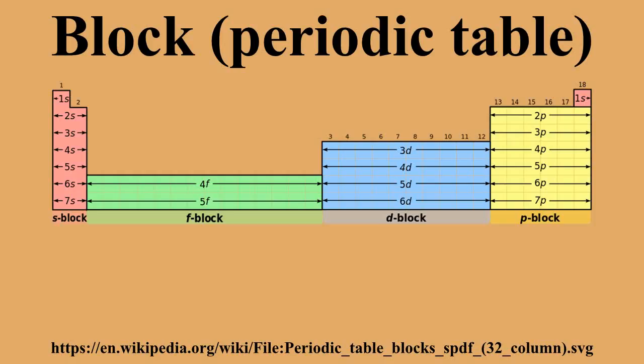The block names are derived from the spectroscopic notation for the associated atomic orbitals: sharp, principal, diffuse and fundamental, and then g, which follows f in the alphabet. The following is the order for filling the subshell orbitals, according to the Aufbau principle, which also gives the linear order of the blocks in the periodic table: 1s, 2s, 2p, 3s, 3p, 4s, 3d, 4p, 5s, 4d, 5p, 6s, 4f, 5d, 6p, 7s, 5f, 6d, 7p.